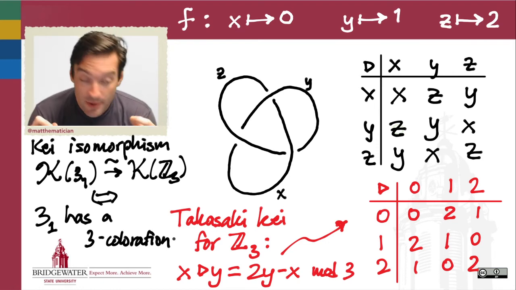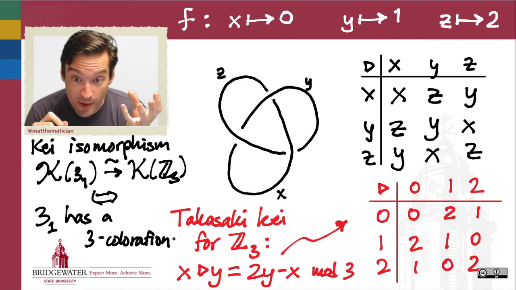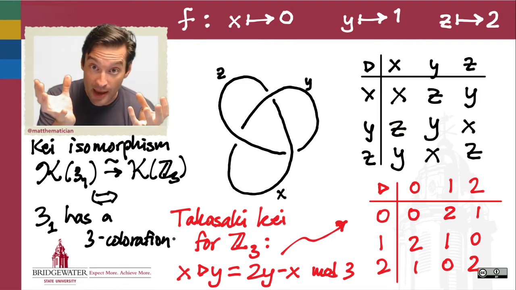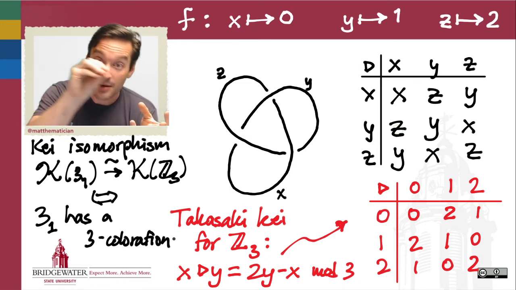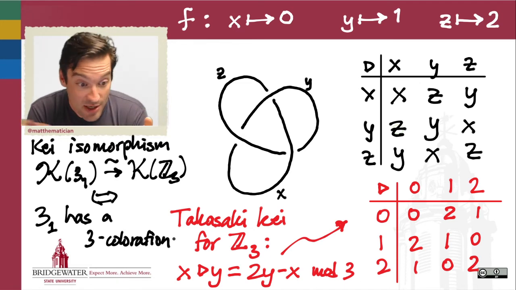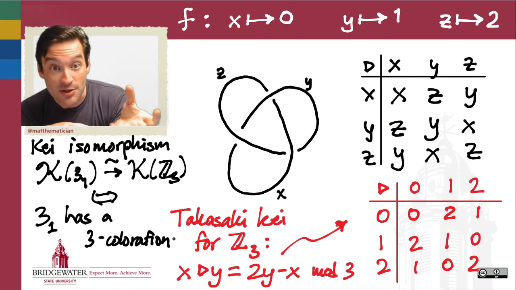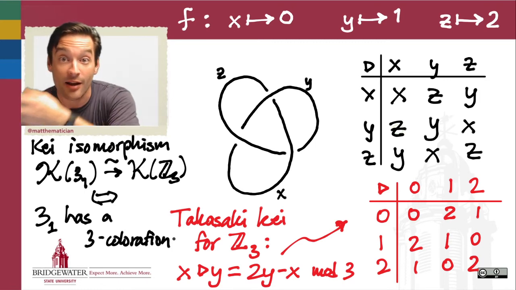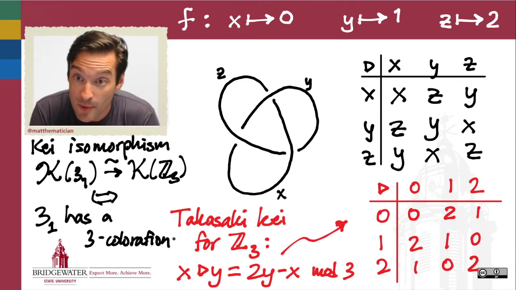All we have to do is take the Takasaki Kei on however many colors we're trying to use on the one hand and see, is there a Kei homomorphism or isomorphism, better yet, from the fundamental Kei into that Takasaki Kei. If there's an injective homomorphism, then there is. Right? If we can find a copy of that coloration Kei, the Takasaki Kei, inside of the fundamental Kei, then that means we have one of those colorations that we would want to have.